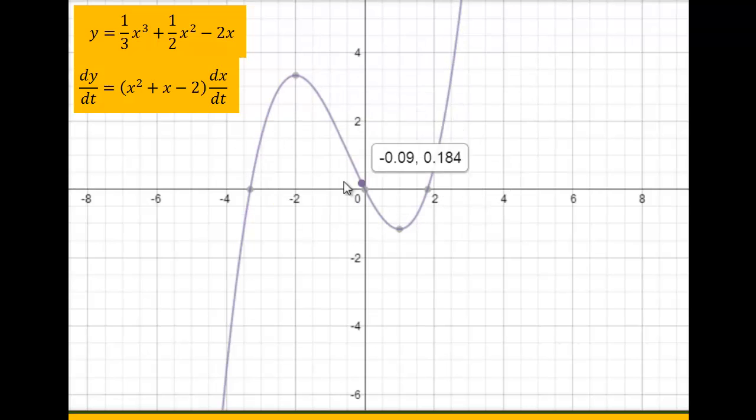Now, of course, this is really not a complicated equation, so it's fairly easy to do. We will look at some next time that are harder equations to plug in the values for. So again, we got dy/dt equal to (x squared plus x minus 2) times dx/dt, and then we simply plugged in our x value and our y value to find out the answer we need for the problem.